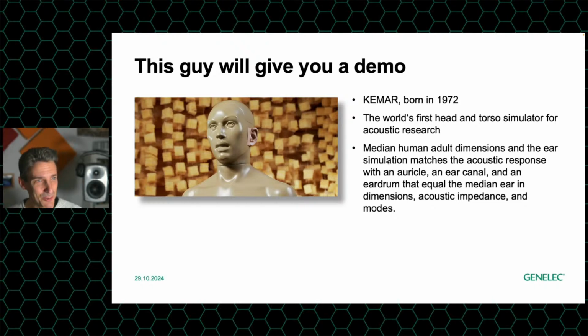He was born in '72 and was the world's first head and torso simulator. Interestingly, this is also done by the guys who have done this station to measure headphones. So they really are deeply into that. And Mr. Kima is somehow the median of a median. So everything is just average. So it's an average head with an average torso and average ears and things like that. So this is how the average person looks like. And as always, average is average, but of course it's never you.